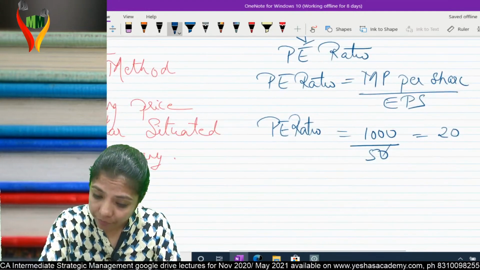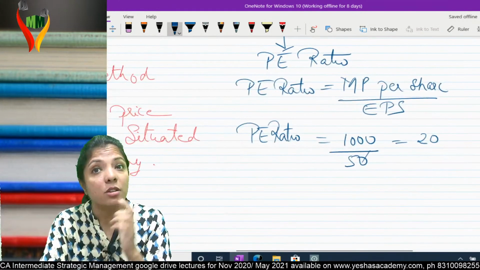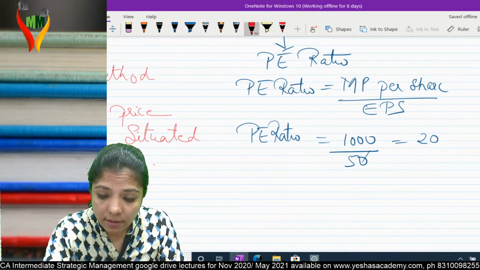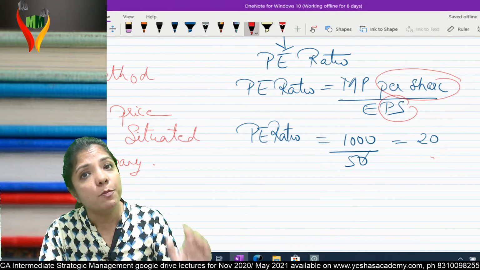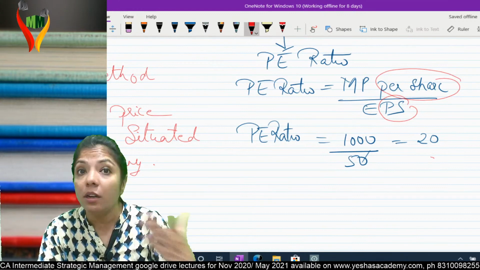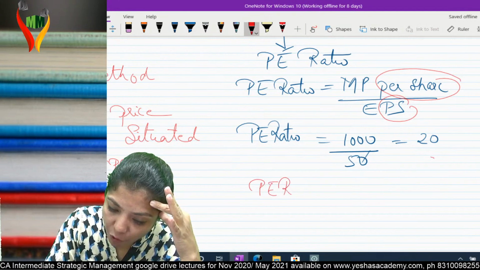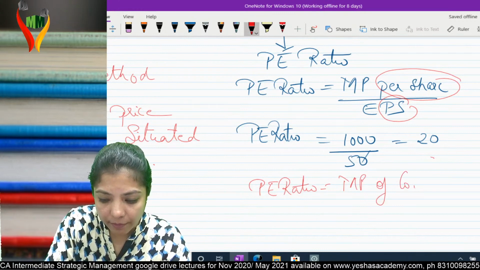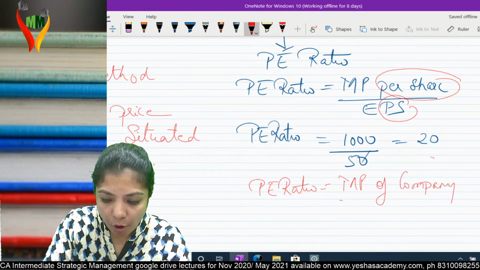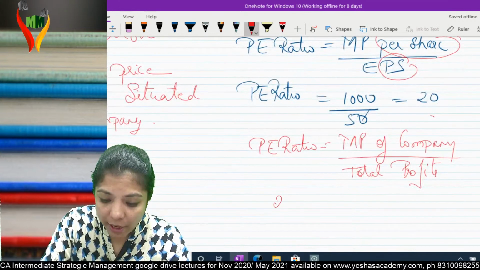Now understand over here. I know one thing about ratio: ratio is always a constant number. If this is per share, my ratio is 20. If I remove this per share and make it total, still my ratio will remain 20. That means PE ratio, if I change the formula, is market price of company upon total profits. I have changed per share into total. So my PE ratio is 20.